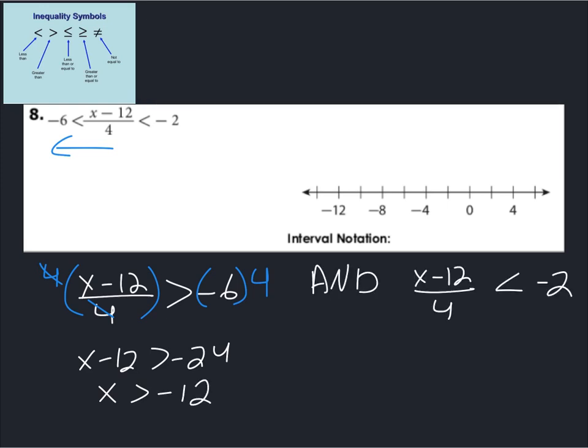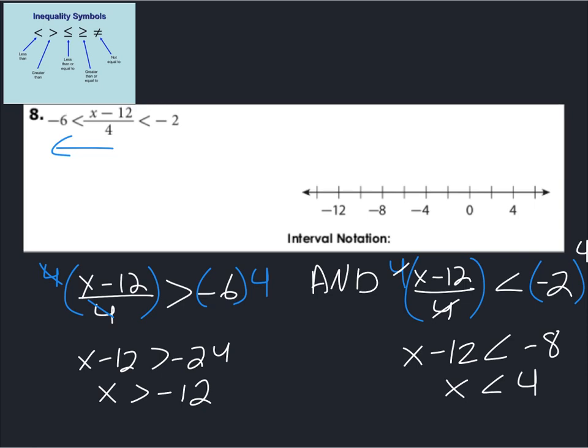Then we'd have to solve this one: (x minus 12) over 4 is less than negative 2. We would multiply both sides by 4, which would give us x minus 12 is less than, I forgot to put a 4 here, negative 8. Then we'd add 12 on both sides, and that would give us x is less than positive 4.